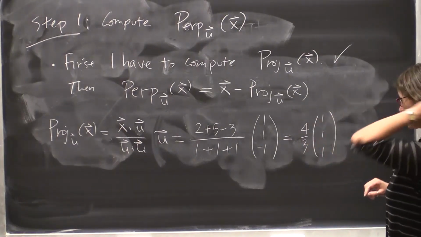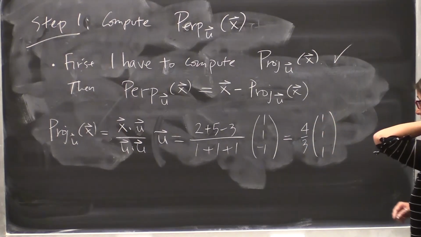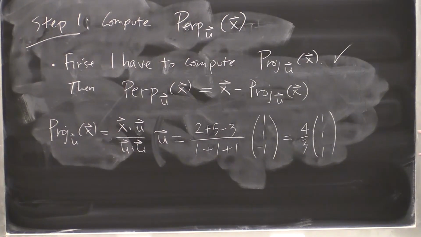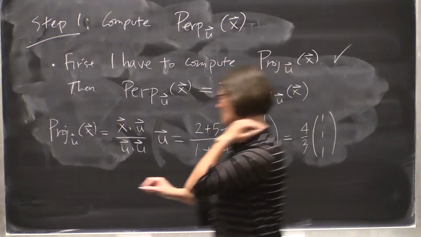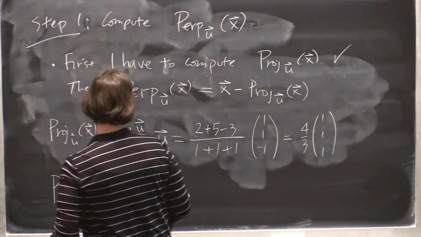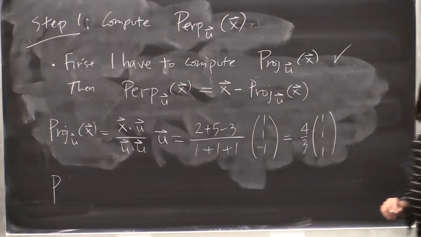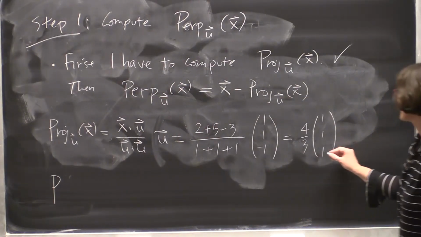Now I compute the projection of x perpendicular to u by subtracting this thing from x. Sorry, what? Thank you.